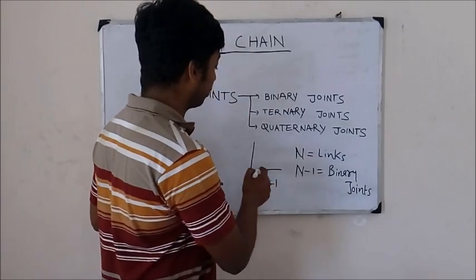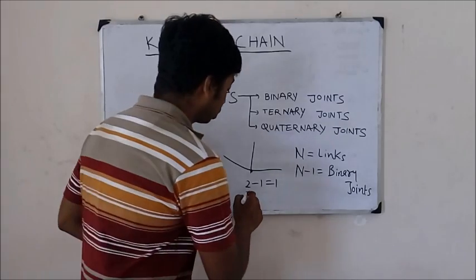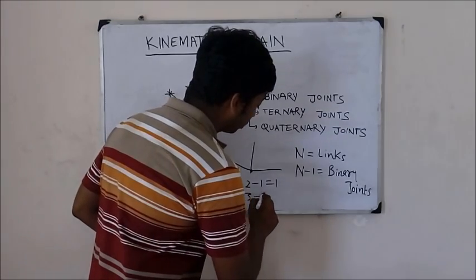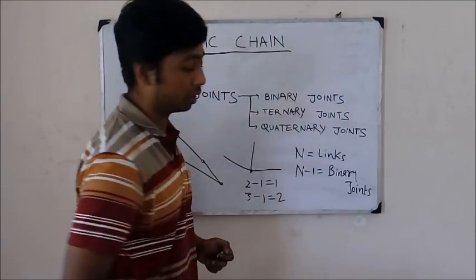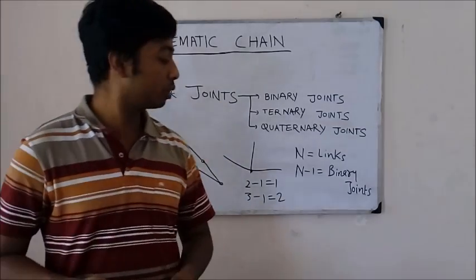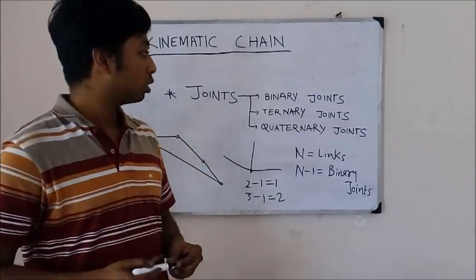Now let's take the example of a ternary joint. Three links are attached. So here it is 3 minus 1, which is equal to 2 binary joints. So similarly, a quaternary joint will be equal to 3 binary joints.